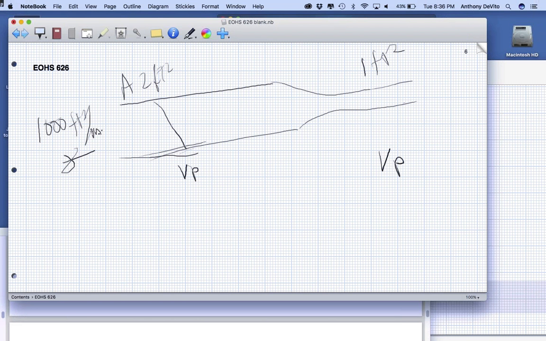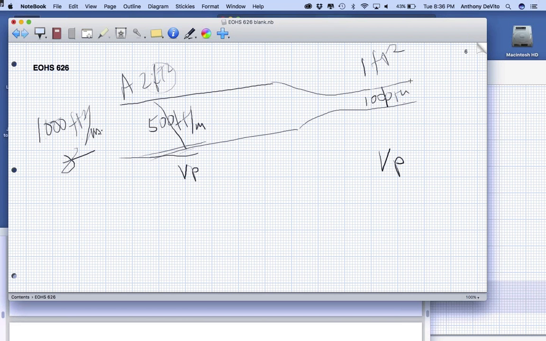Okay, so what's the velocity? If this is 2 square feet and 1,000 cubic feet per minute, how fast is the air moving through here at this point? 500 feet per minute, right? Good. See, not that hard, right? Now, over here, how fast is the air moving? One square foot, 1,000 cubic feet per minute. It's got to be moving at 1,000 feet per minute.